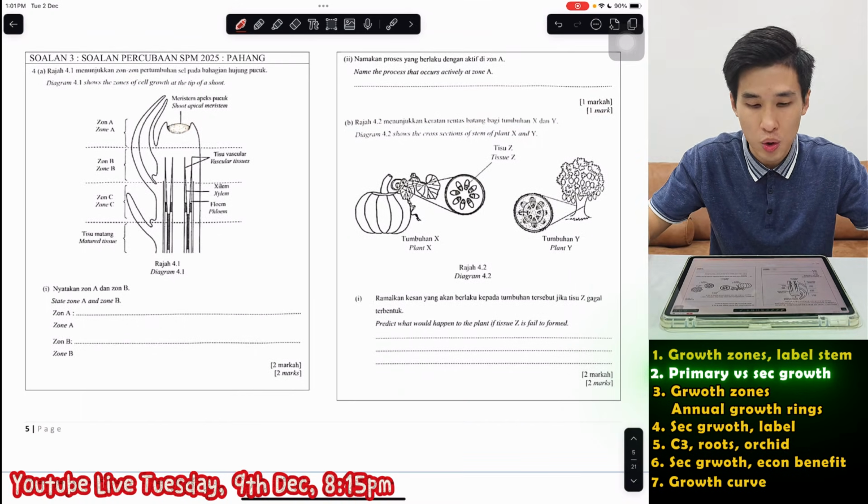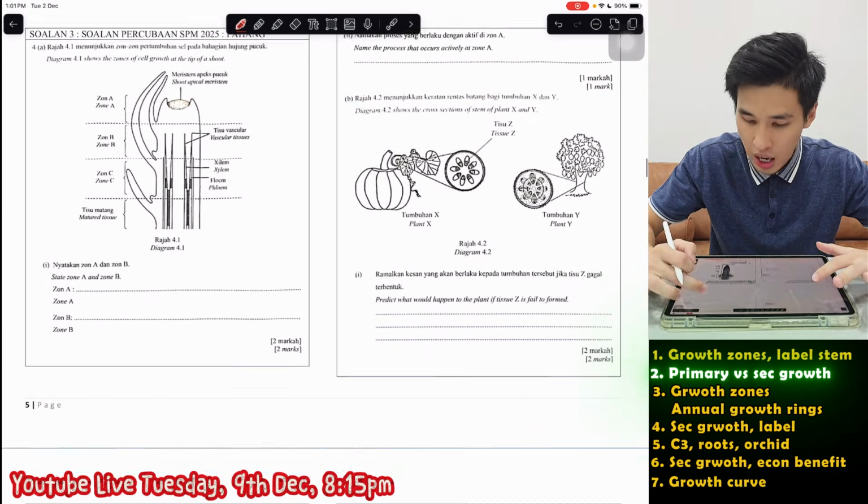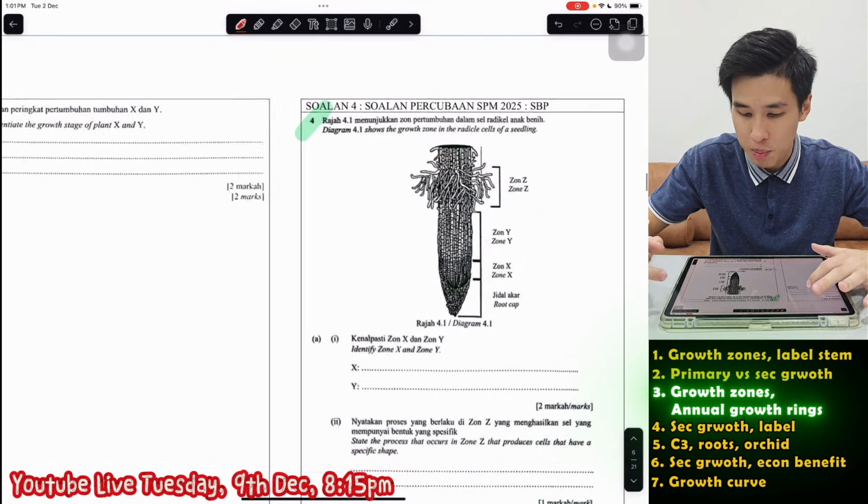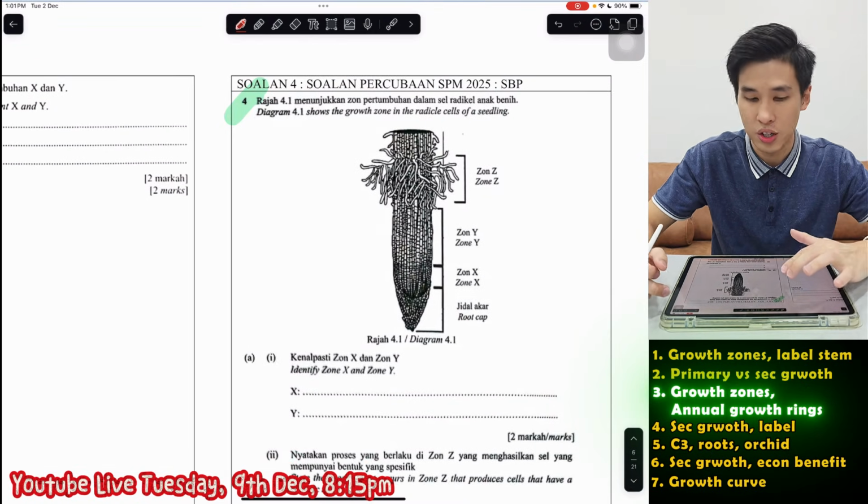You have growth zones again. So this one you can try yourself. I'll skip this one. Okay, I will do another one, SPP here. This one has a slightly tougher question.